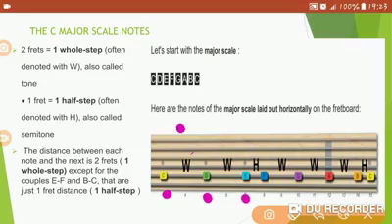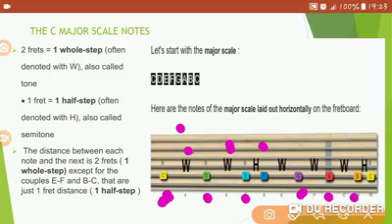Then the distance of E from C, in relation to this root note, is called a major third. That's a combination of 2 whole steps. The distance of F from C is called a perfect fourth, which is a combination of 2 whole steps and a half step. Then the distance of G from C is called a perfect fifth. Then the distance of A from C is called a major sixth.